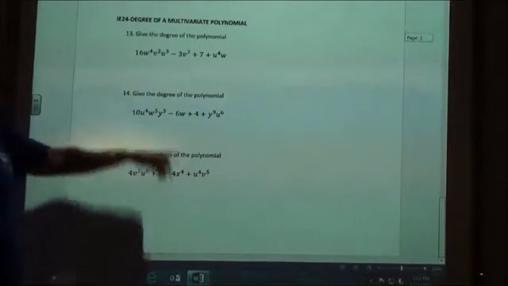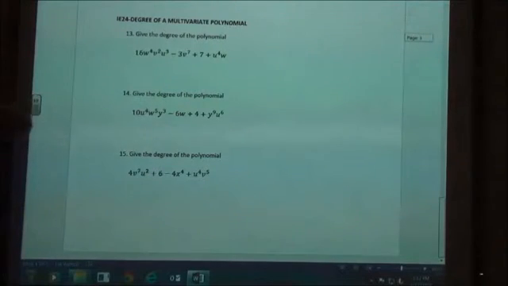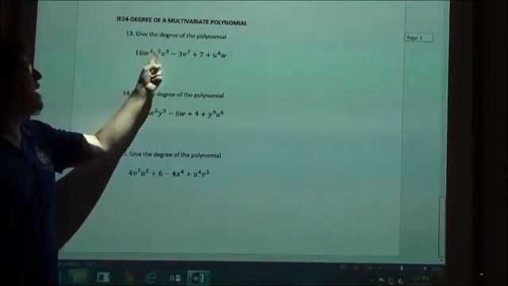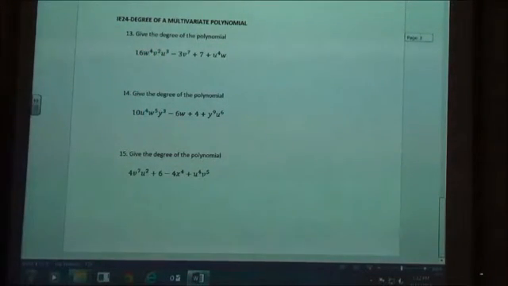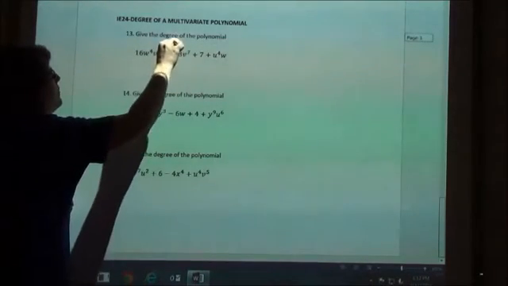Okay, so now we're going to do the degree of a multivariate polynomial. Multivariate just means there's a whole lot of variables. When you find the degree of each term, what you're going to do is add up the exponents. The degree of the polynomial will be the highest one that you get. So what I'm going to do is figure out the degree of each term separately. I have 4 terms in this problem.